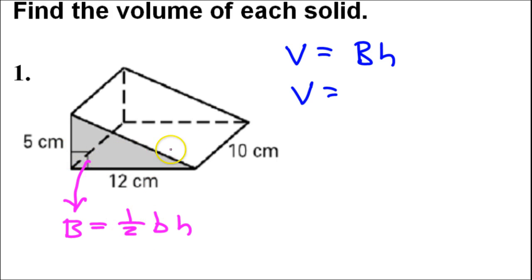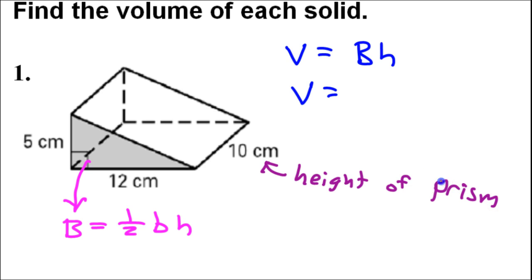But that is not the height of the prism. The height of the prism, this h, is the distance between the two bases. So this 10 over here is actually going to be the height of the prism, because it's the distance between the two bases.